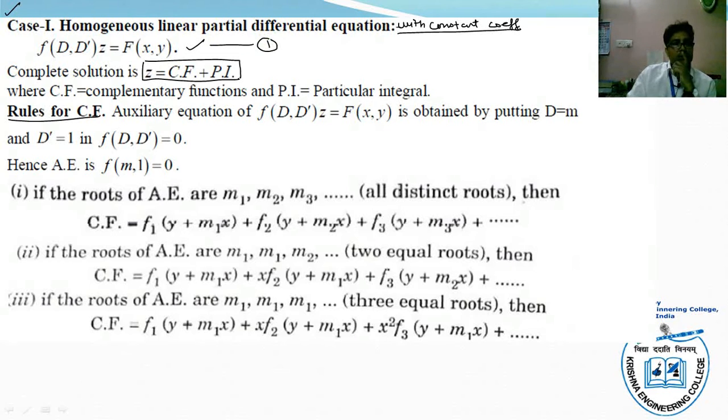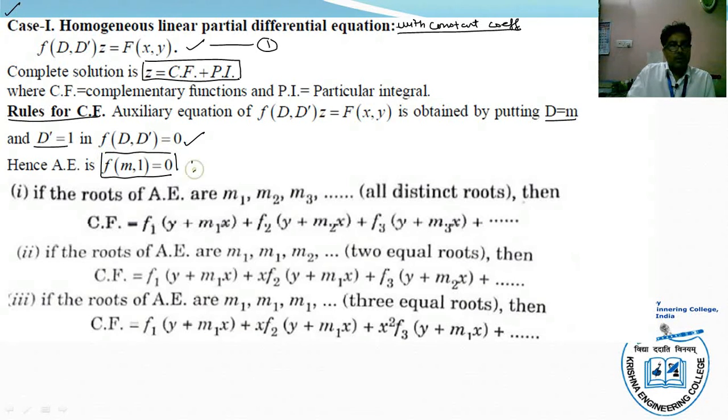Given the differential equation f(D, D')z = f(x, y), the auxiliary equation is obtained by putting D = m and D' = 1 in the equation f(D, D') = 0. Then the auxiliary equation is f(m, 1) = 0.